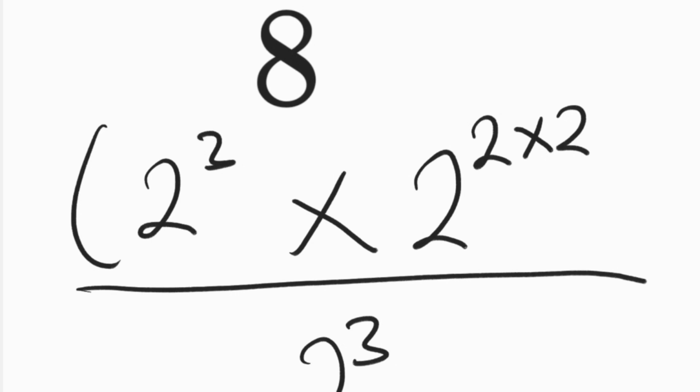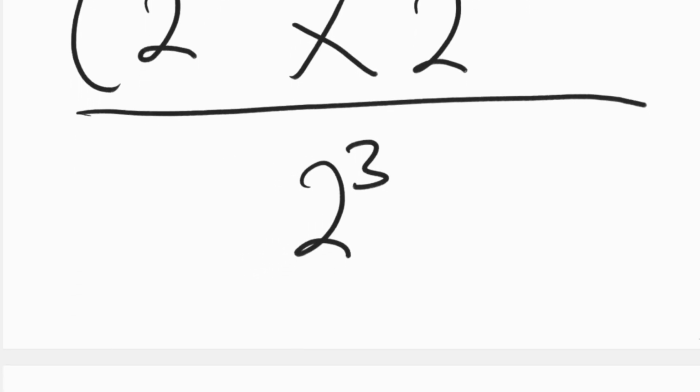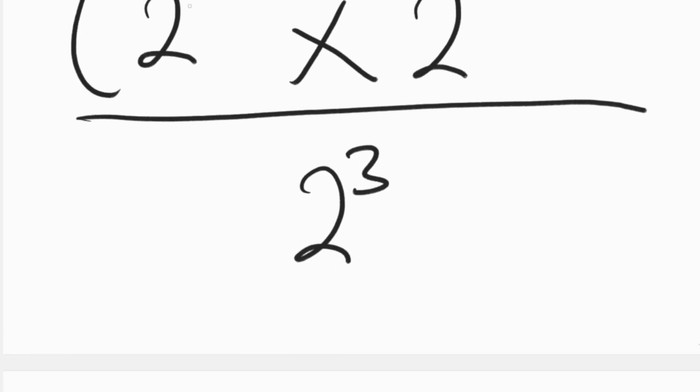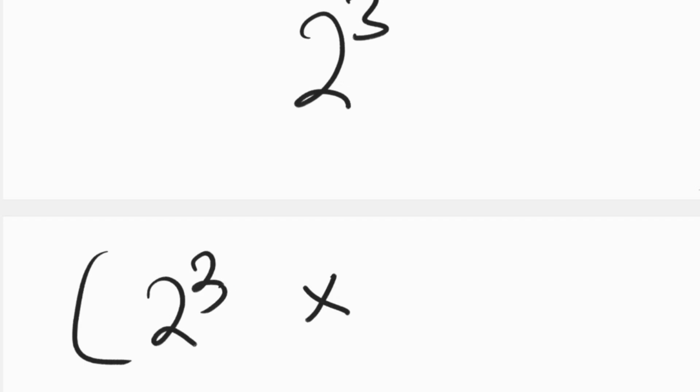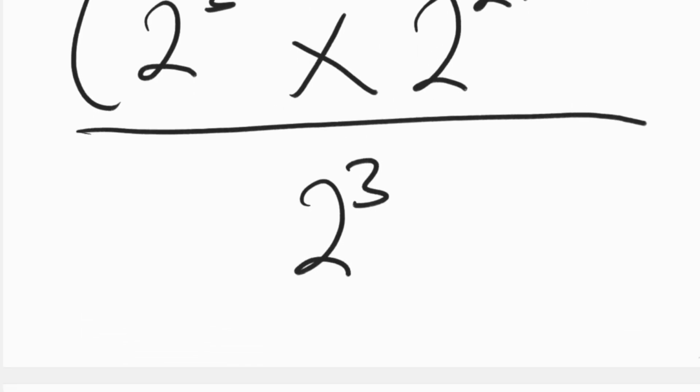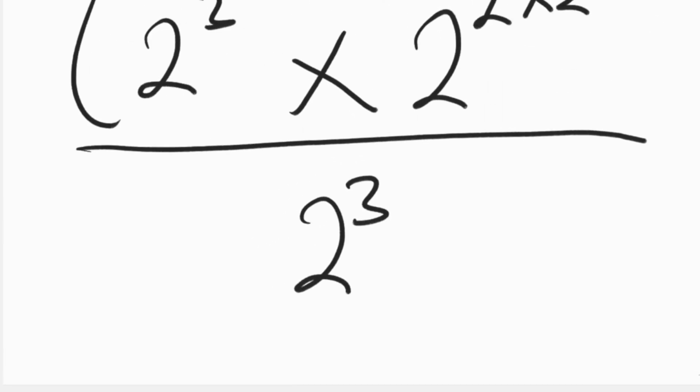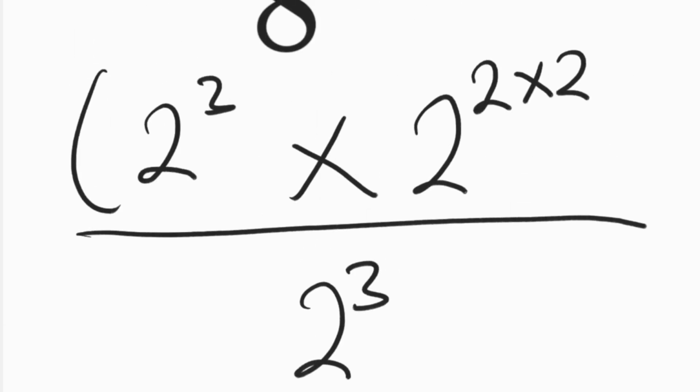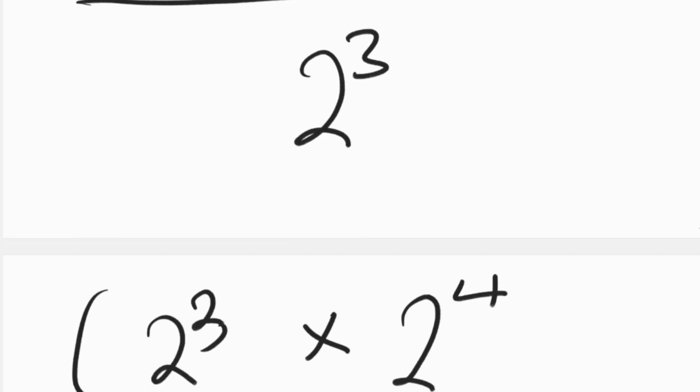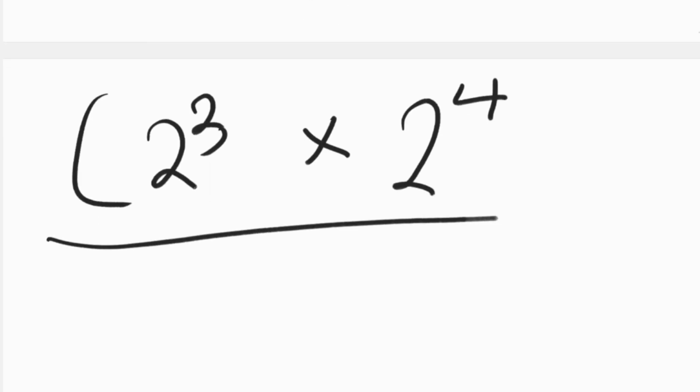So this is broken down to this point right now. Right here, we're going to have 2 to the third power. We're still going to have the same 2. Open bracket, 2 to the third power, times another 2, which gives 2 to the fourth power right now, because 2 times 2 is 4. So fourth power, over 2 to the third power, right?